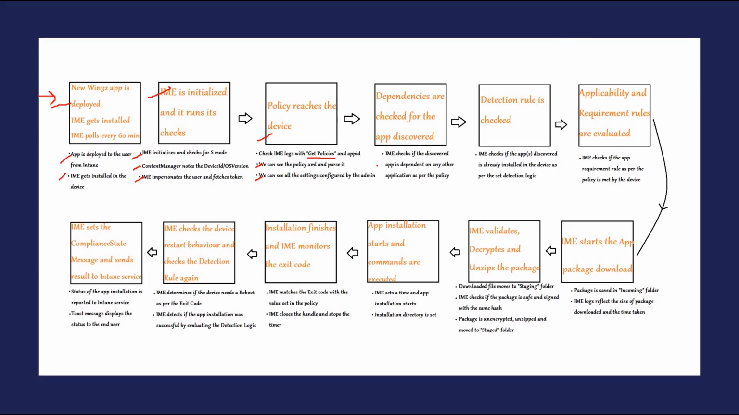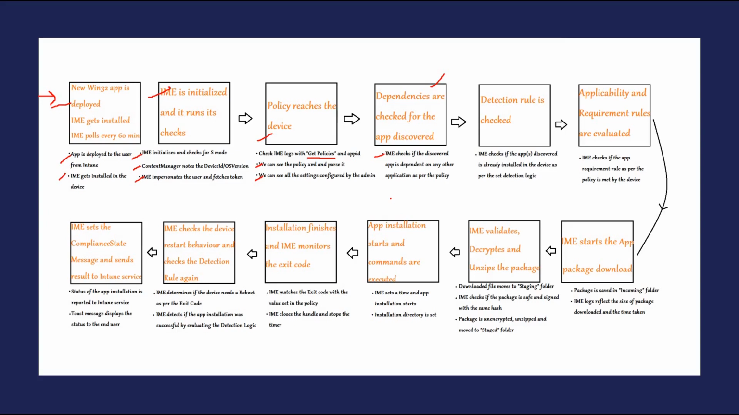And once the policy comes down, the first thing that it does is it checks if the discovered app is dependent on any other application as per the policy or not. So it's going to check the dependencies. Like for example, let's just say that the policy that I created was for deployment of VLC media player, but in the VLC media player I made a dependency on Skype. So first it's going to check whether the VLC media player application is dependent on any other application or not.